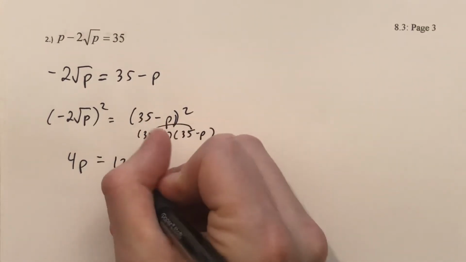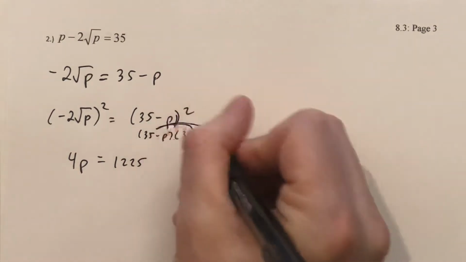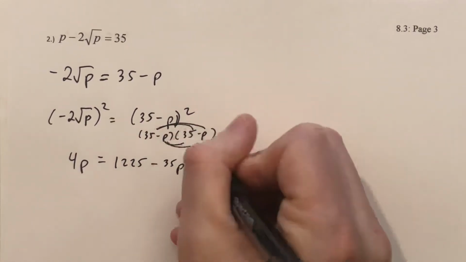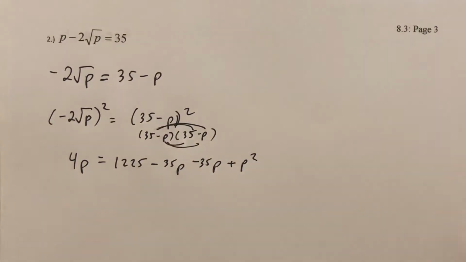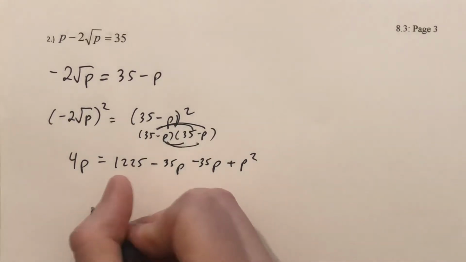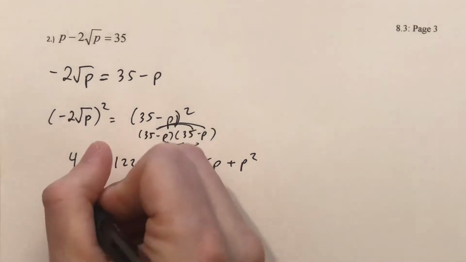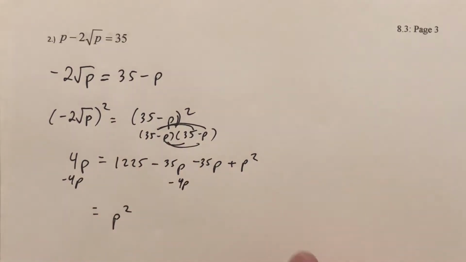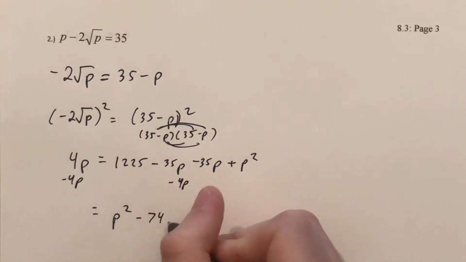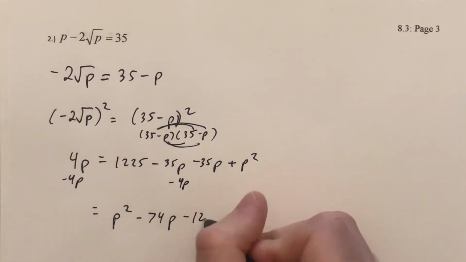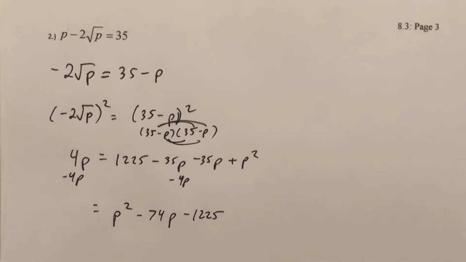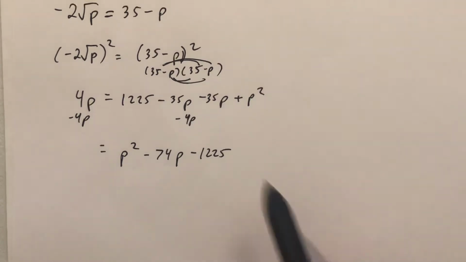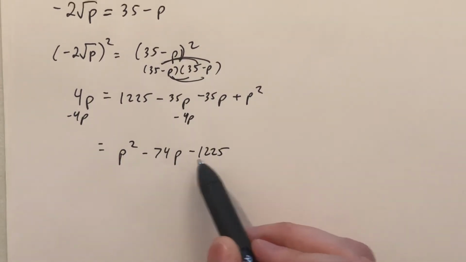Write it out, then distribute. 35 times 35 is going to be 1225. Then we'll have a minus 35p, another minus 35p, and a plus p squared. And then we'll combine these like terms. I'll even bring over this minus 4p here. So I've got p squared minus 74p and minus 1225. All right, so the question and the hope would be that this thing would factor.